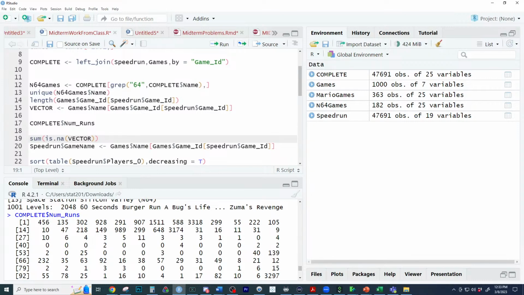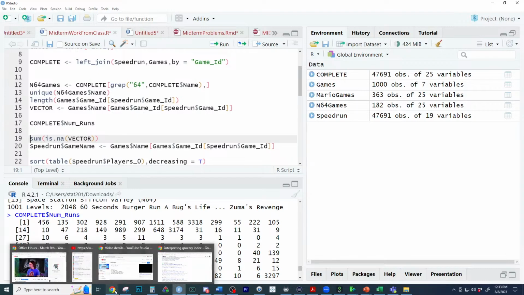Which one do you want to do, Nick? I'm going to pull this up right here. Look at what number of runs means. I think I know what it means.